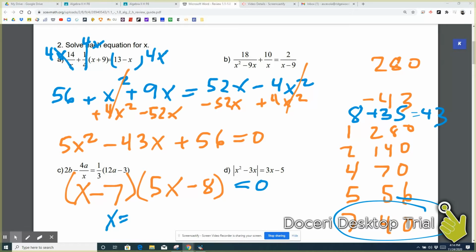So you get x is equal to 7 and 8 over 5. All right, then you would plug those back in, make sure they're not extraneous, and I don't think they are. So those are the solutions, 7 and 8/5.